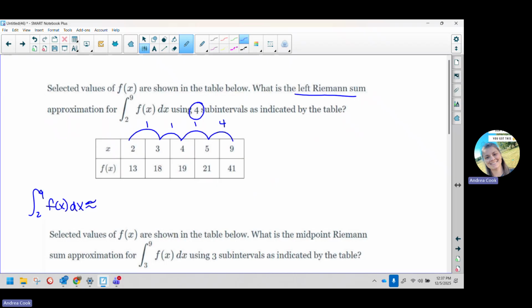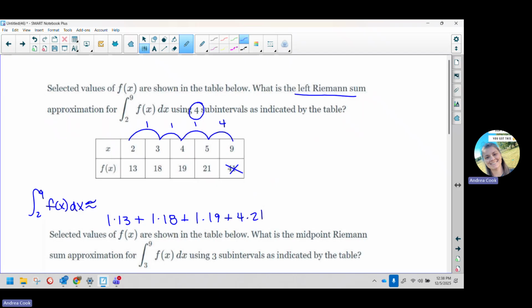Because I'm doing left rectangles, I'm going to go ahead and cross out my right endpoint because I'm not going to use it. I'm using the left side. So what is this going to be? It's going to be 1 times, which of those, 13 or 18? 13. Plus 1 times 18. Plus 1 times 19 plus 4 times 21.